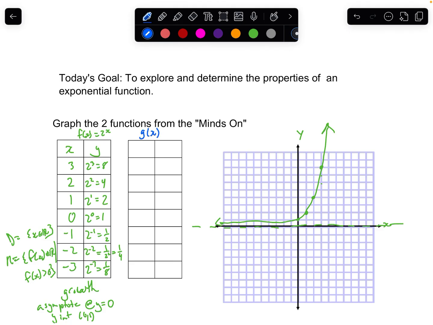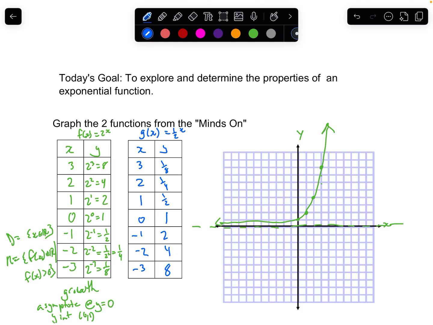So if we look at g of x is 1/2 to the x, using our same x values, well, they're just completely flipped, because 1/2 to the -3, we flip that fraction, and we get 2 to the 3, which is 8. We're going to get 4 here, 2 here, 1, and then this is 1/2, 1/4, 1/8.